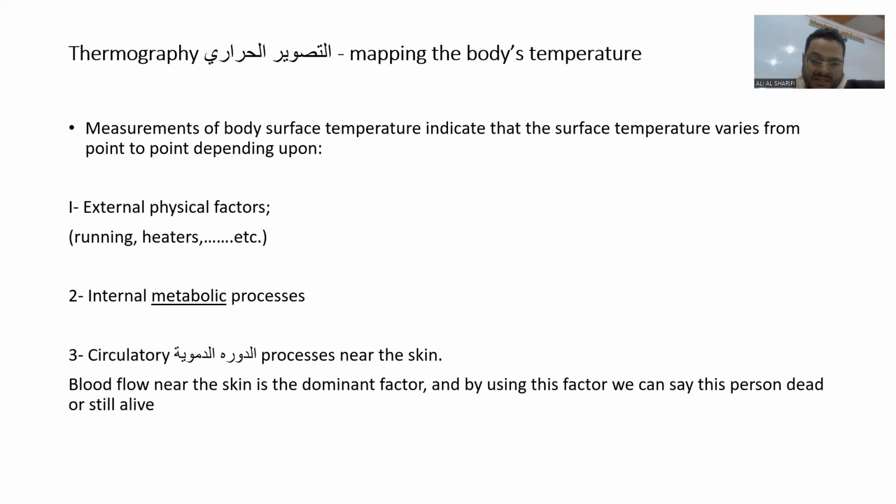Blood flow near the skin is the dominant factor. It's the important factor. It's the main factor. And by using this factor, we can say whether this person is dead or still alive. I can use this example for anyone who can't believe we have temperature in our body, and that this temperature is different from part to part. There is a huge difference in temperature between a person who is alive and another who is dead. A dead person's body will be very cold, and that is notable.